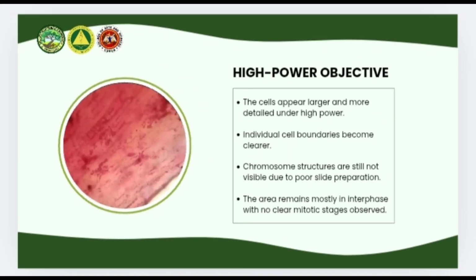The cells appear larger and more detailed under the high power objective. Individual cell boundaries become clearer, but chromosome structures are still not visible due to poor slide preparation. The area remains mostly in interphase with no clear mitotic stages observed.